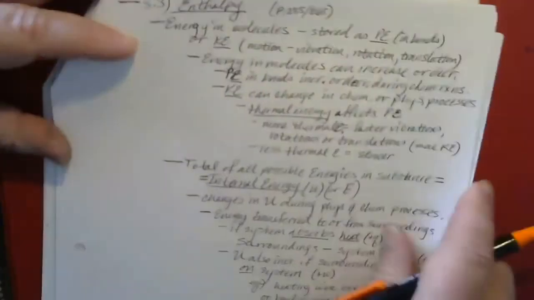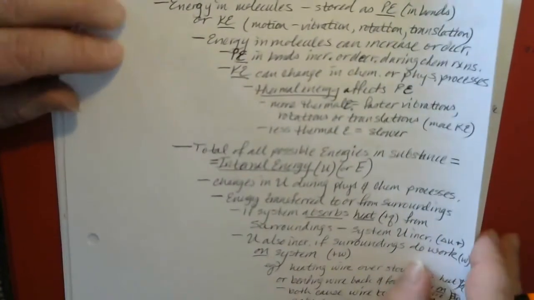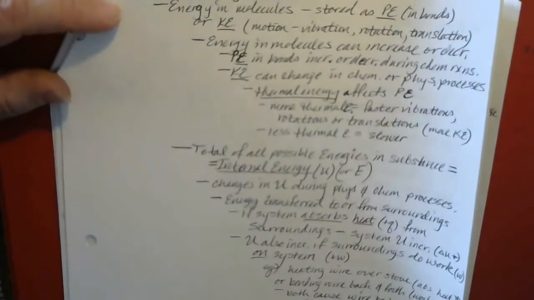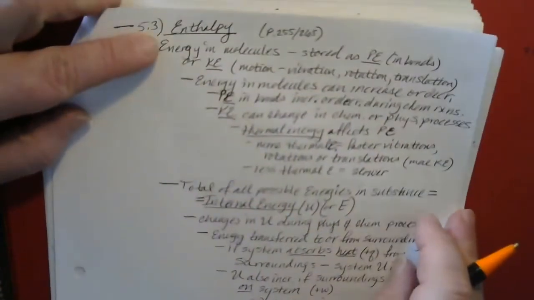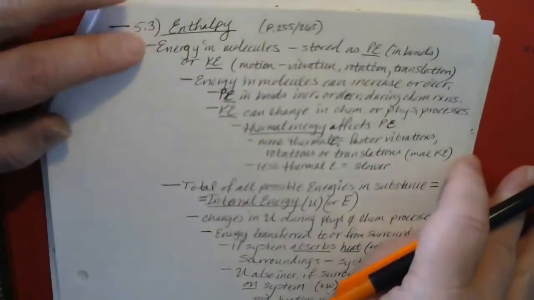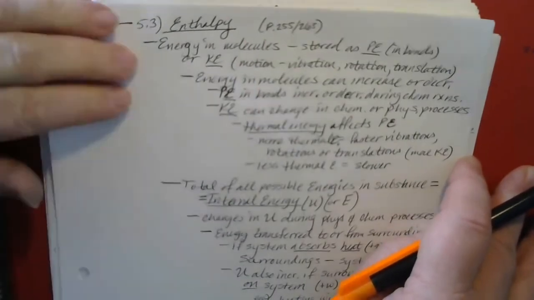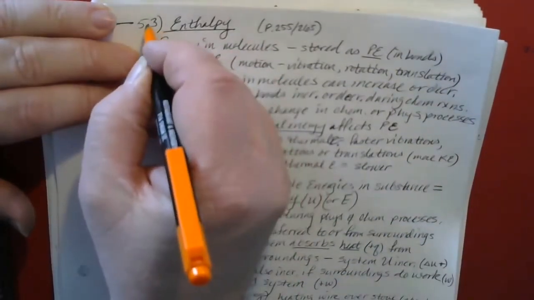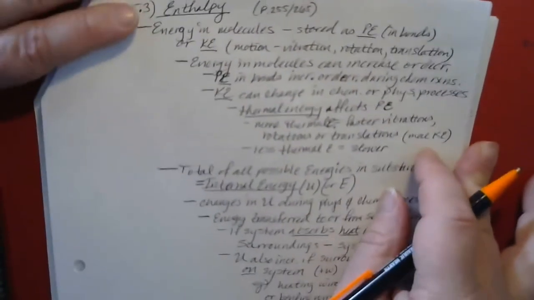Now, enthalpy, and I see we're getting close to the time limit for this segment of the video, so I'll give a brief introduction on the idea of enthalpy. This is section 5.3 in the text. It's on page 255 or 265, depending on whether you're using the hard copy or the PDF. This is finally the last section of the chapter. Well, not finally, this is actually a pretty short chapter. So it's already the last section of the chapter.